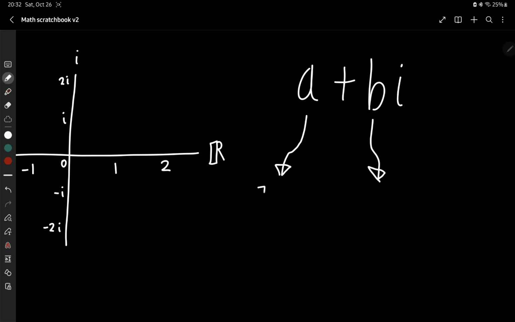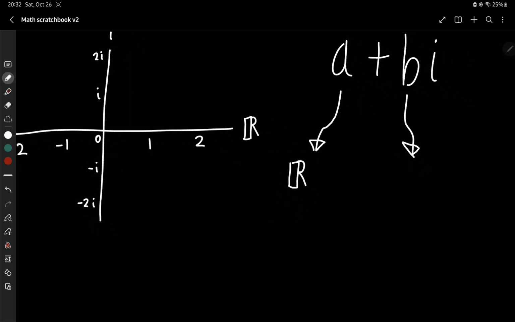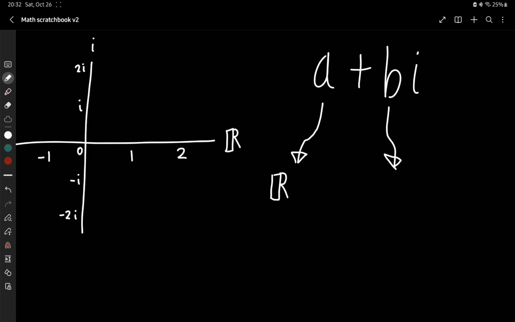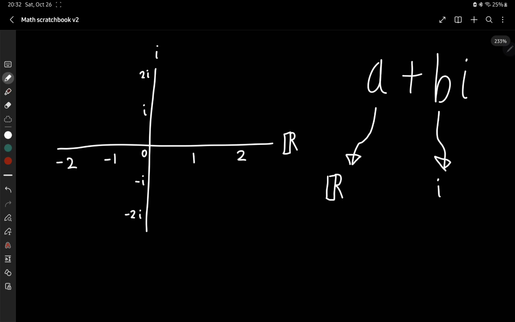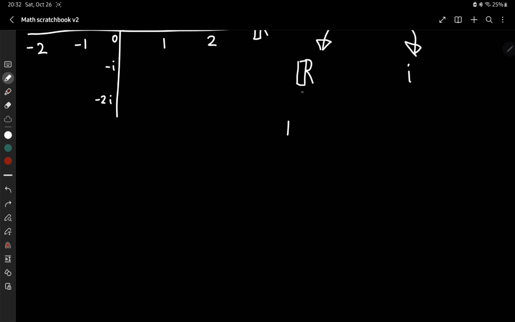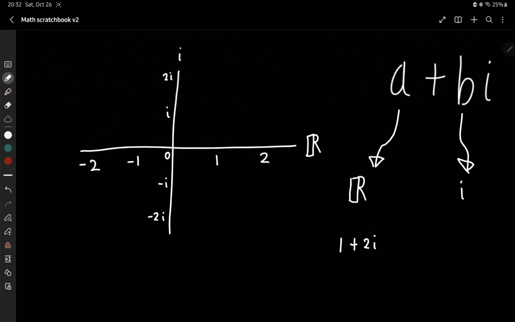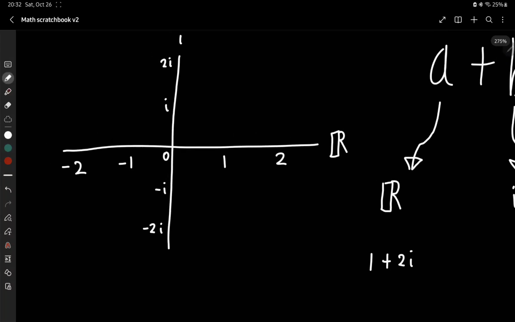So a is the real component of this complex number, and b, the coefficient of i here, is the imaginary coefficient. And so we can see here, if we look at, I don't know, let's do 1 plus 2i. If we look at the real axis, that's just 1. And then if we go up to the imaginary axis, that's 2.